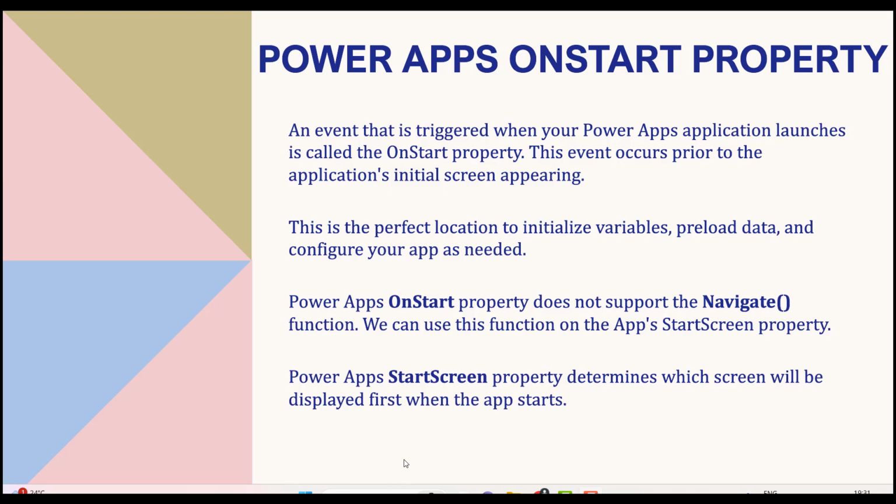Here we will see what the Power Apps OnStart property is and how we can use it. The name OnStart suggests that something happens on start. That means whenever a user opens or runs the app, something will happen. The OnStart property is an event that triggers when the Power Apps application is opening or starting.